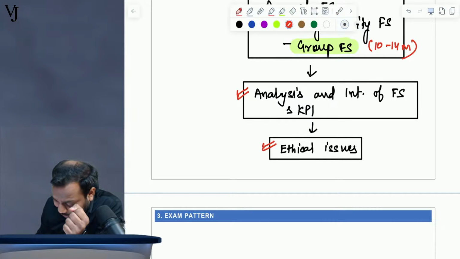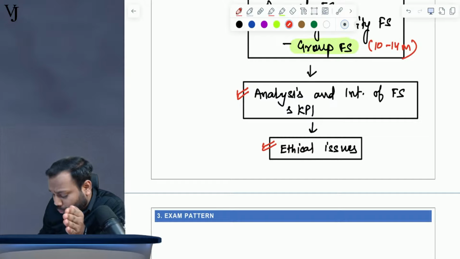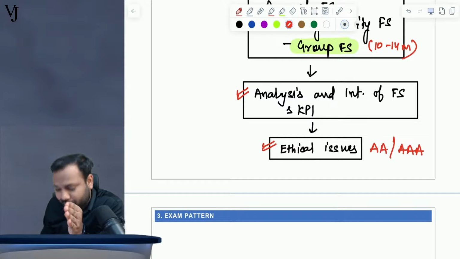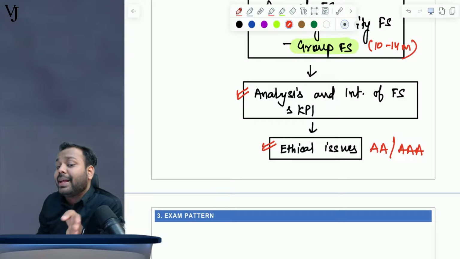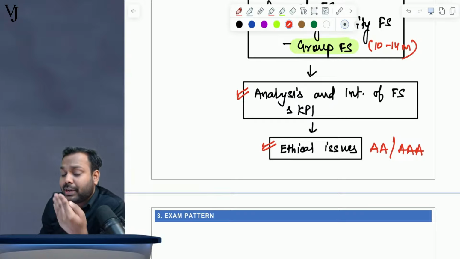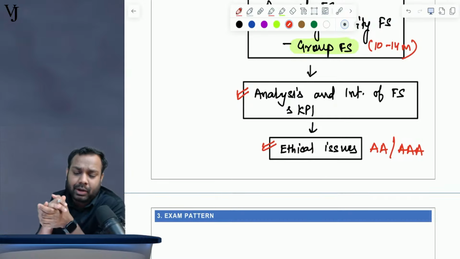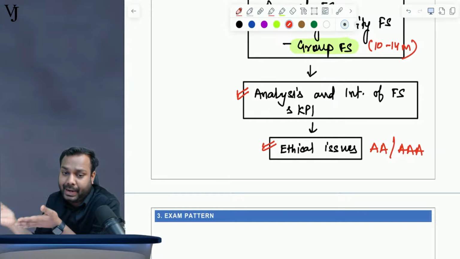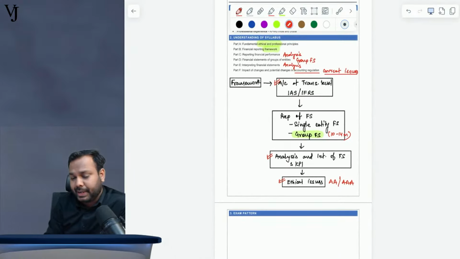So you can say this ethical issues paper is linked more with AA or AAA, where you are required to identify whether the accounting treatment given is ethical or not, and if it is not ethical, then what are the future course of action to be taken, or what are the safeguards to be applied. So this is the syllabus area. I believe you are understanding it completely.